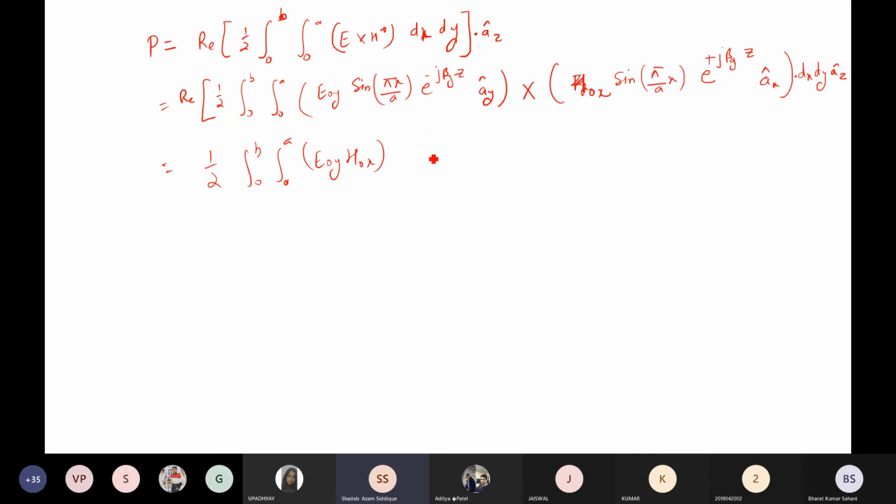So E naught y, H naught x, I've written here. Now these terms will be vanished. I'll write directly here. This can be written as sine pi by a into x, whole square, dx dy. Anyone who is not able to understand this, let me know.